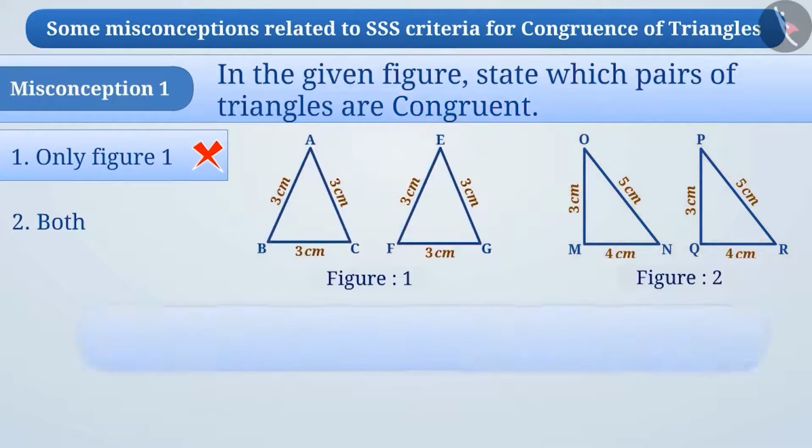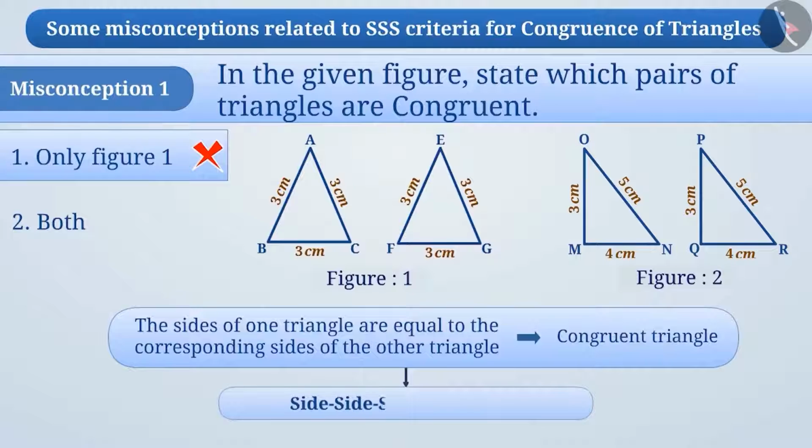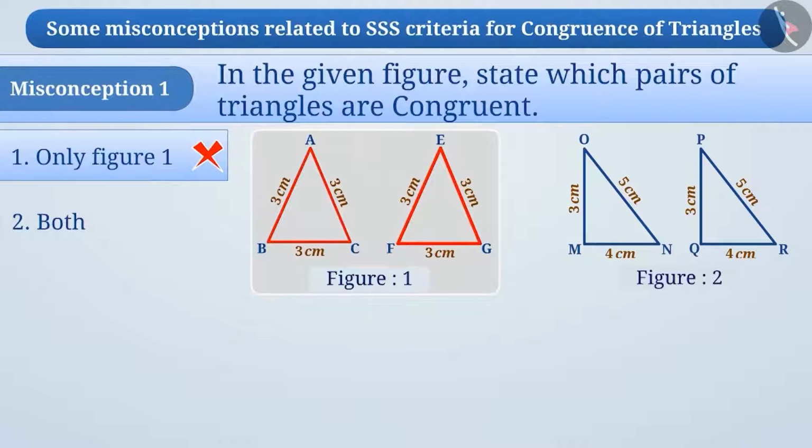The correct understanding is that when the sides of a triangle are equal to the corresponding sides of the other triangle, the two triangles are called congruent triangles. This condition of congruency of triangles is called side-side-side criterion, or in short, SSS criterion. In the first figure, all the sides of the two triangles are 3 cm in length, so the triangles in the first figure are congruent.